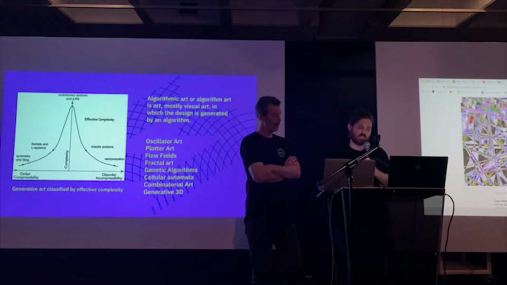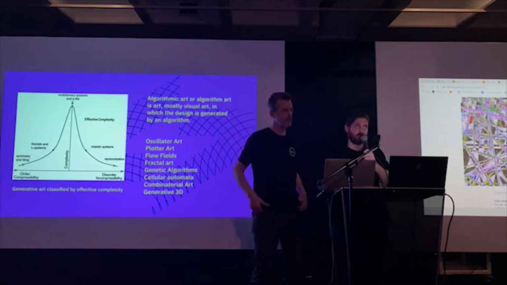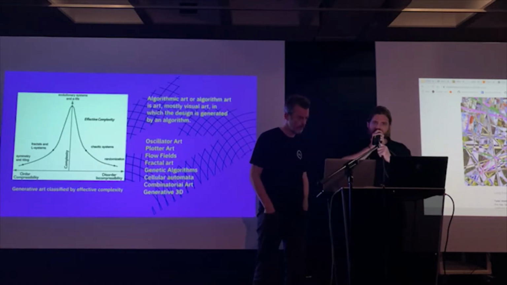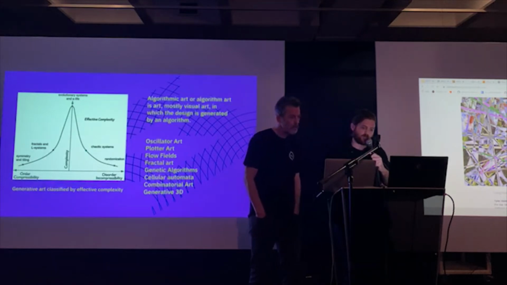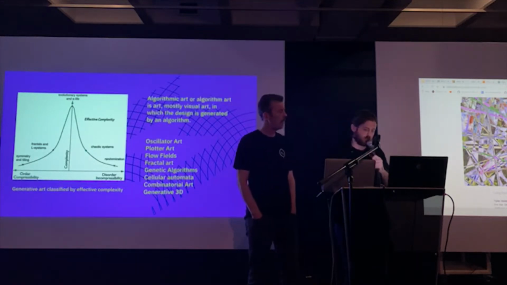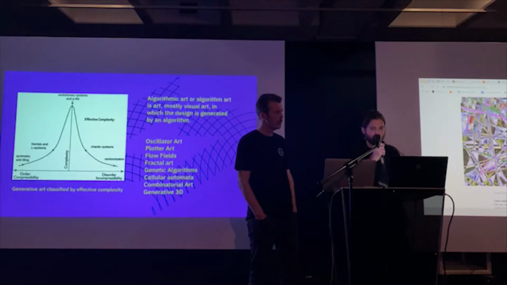This is a classification of generative art based on effective complexity. This is Murray Gell-Mann's definition of effective complexity, but I wish this wasn't streaming. It's basically about how we define complexity, and also effective complexity.